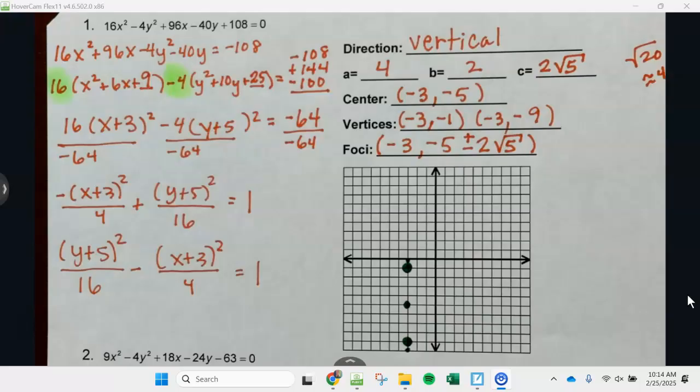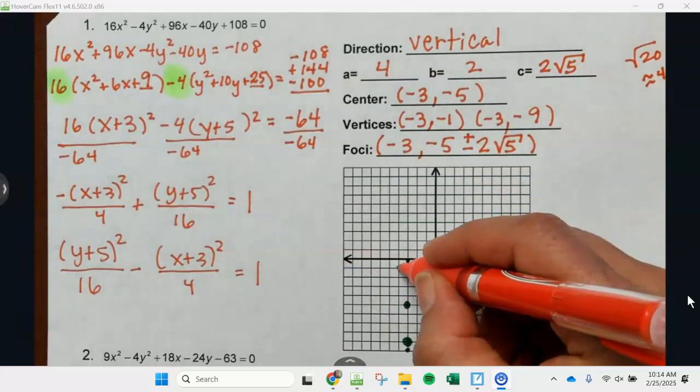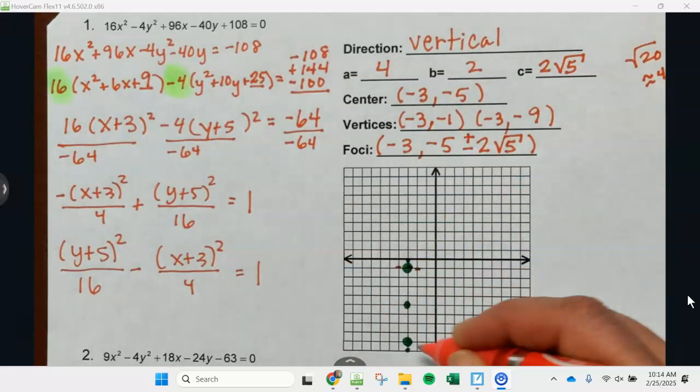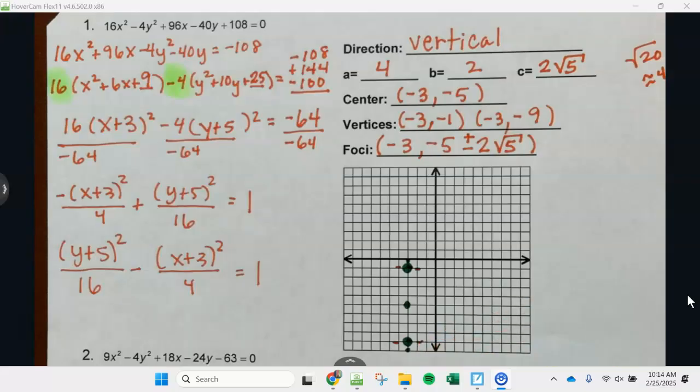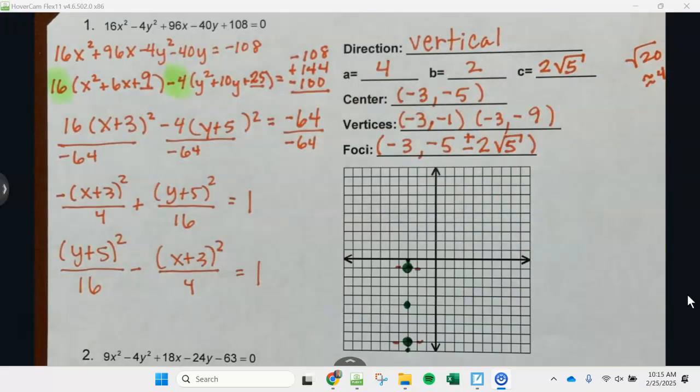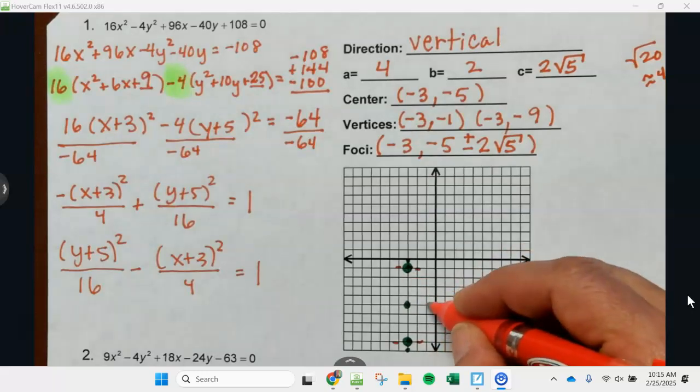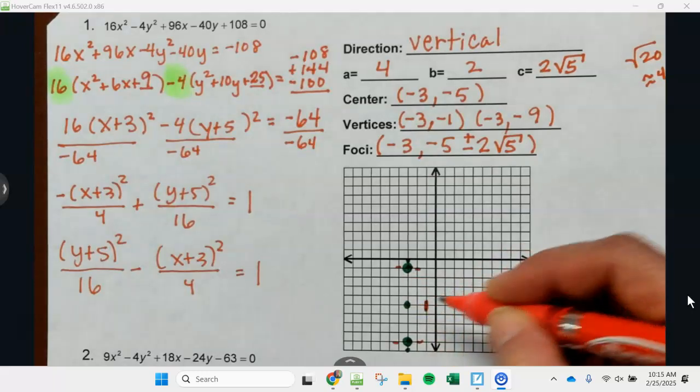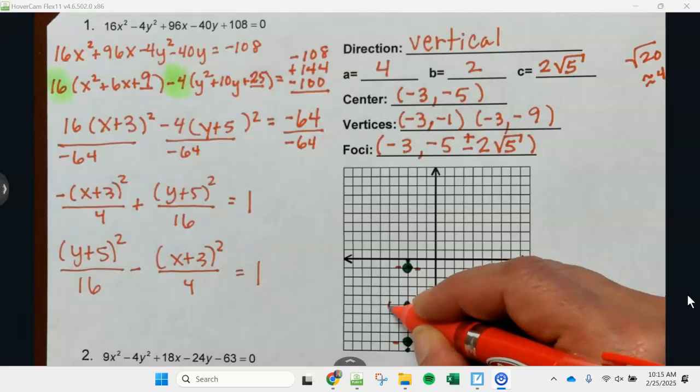Okay. All right, time to draw that invisible box. Remember, the invisible box always goes through the vertices, so I know where the top and the bottom are. Remember to figure out how wide it is. That's finally where the B value comes in. From the center, go 2 places to the right. That's one side. From the center, 2 places to the left.